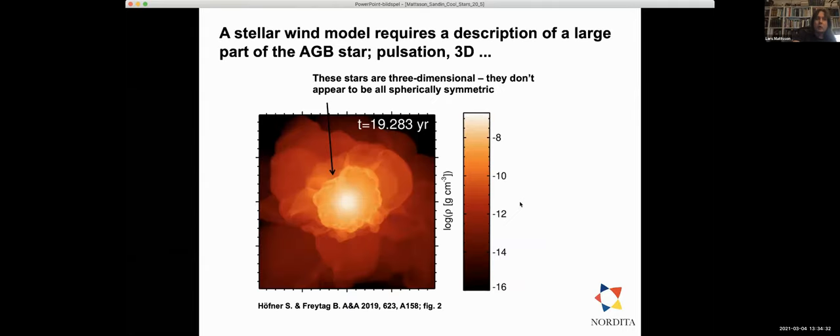So first of all, a stellar wind model requires that you describe a large part of an AGB star. For example, we have already seen the CO5BOLD models here, where you can see all these convection bubbles, which are important 3D aspects of these stars. So they aren't really spherically symmetric, at least not in that zone. And this is also where the pulsation of the star originates.